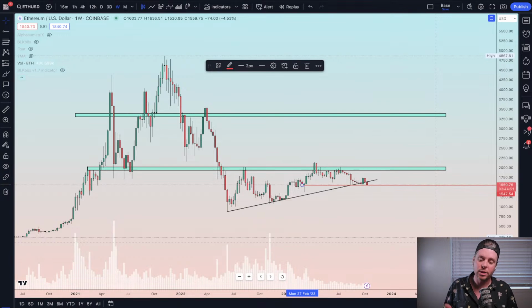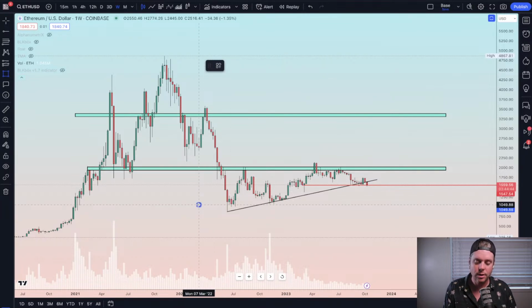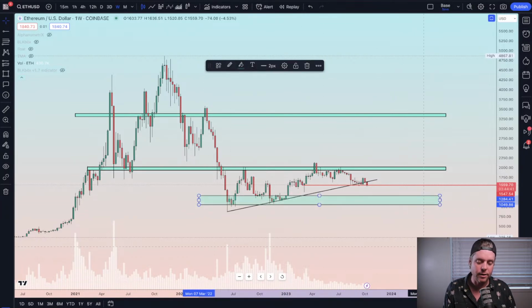If we break below that level on a weekly candle, I would not be surprised at all for us to come down and test the support level kind of down in this area here at around $1,200 to $1,000 for the price of Ethereum. So don't be surprised if you see something like that.